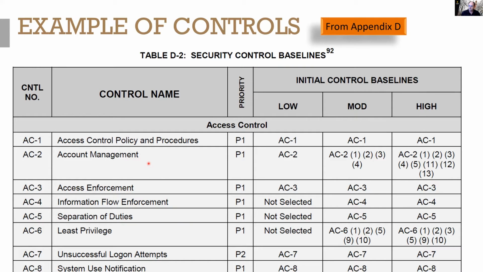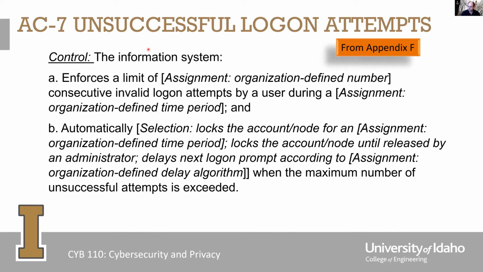Okay, so what do these look like? I want to look at AC7 here at first. Unsuccessful logon attempts. So this is from Appendix F. All the controls are listed in Appendix F of this document. The information system must enforce a limit of, and then there's this thing in square brackets and italics. What they say you must do is you cut and paste this control document, you put it into your information security policy document, and you replace anything that has an assignment with what is appropriate for your organization.